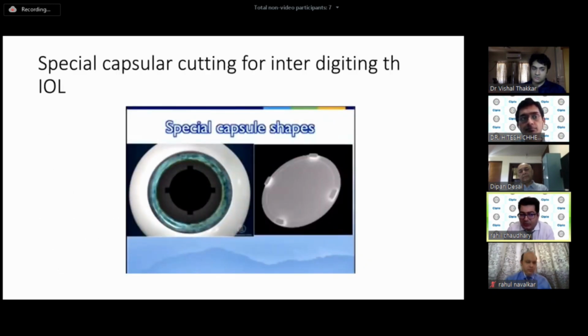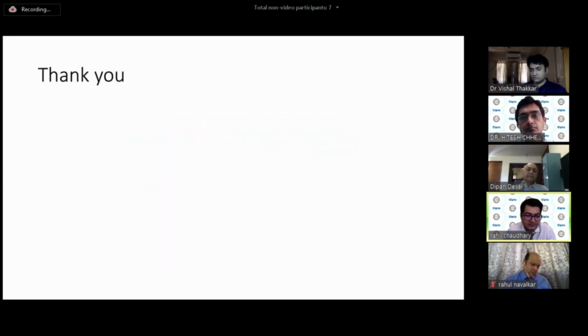Then one more advantage that you can have with the femto laser is that you can cut the capsule in specific ways, like this one with interdigitating capsular areas, and then you can use special lenses for the same. So that was all for femto astigmatism, femto refractive surgery. I'm open to questions if somebody has any questions relating to this topic.